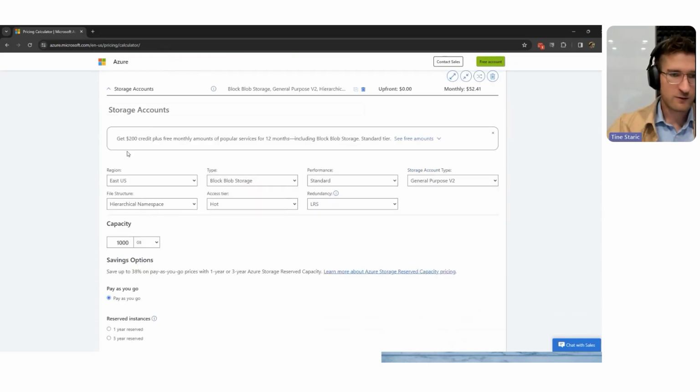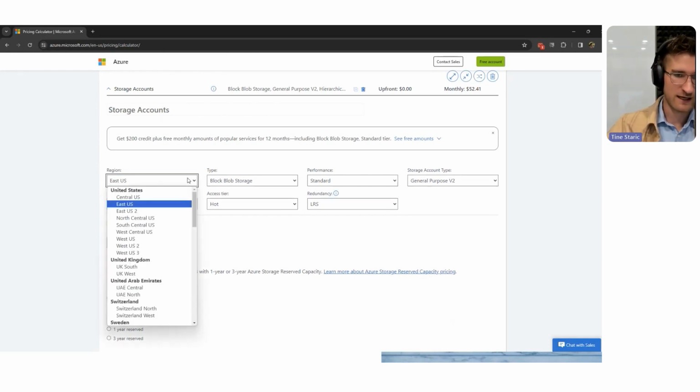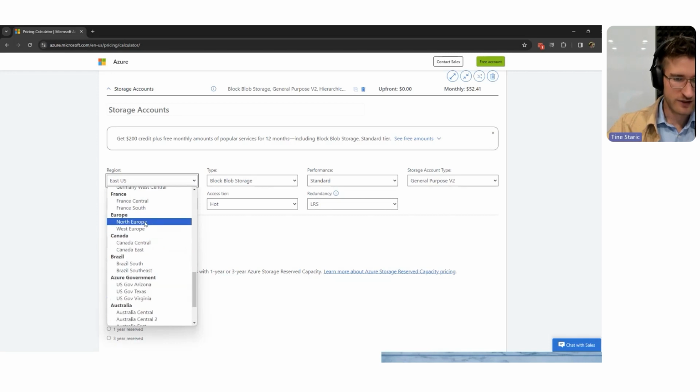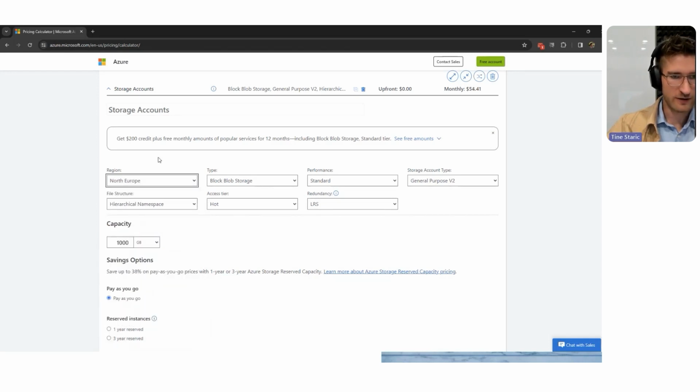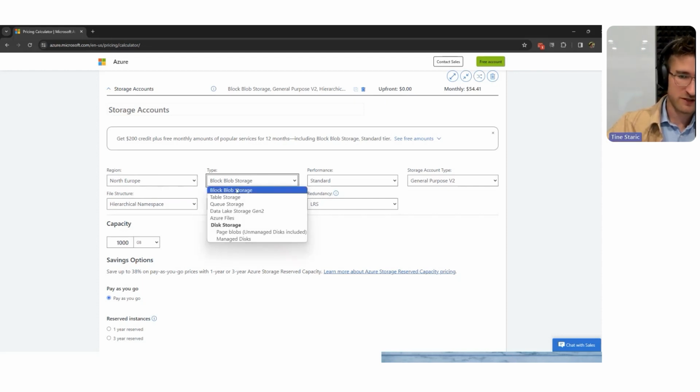And when you start with it, it doesn't look too complicated. First, we set up a region. Okay, that I know. I'll just find my Europe region. Okay, North Europe. Just an FYI, region does not impact price at all. So this doesn't really matter for Azure Blob Storage. Type, okay, Blob Storage. We know that we want Blob Storage, but there's already plenty of different options over here.